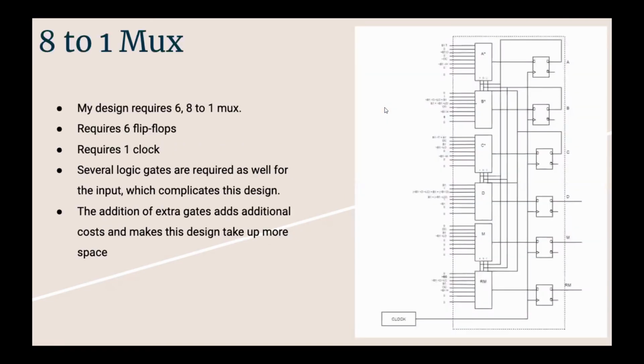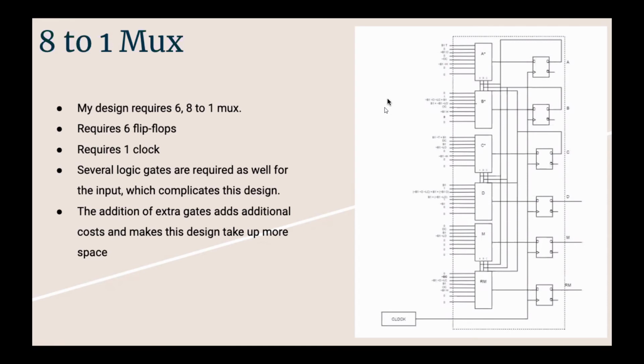So my next hardware is using an 8-to-1 MUX. My design requires 6 8-to-1 MUXes, which requires 6 flip-flops and 1 clock. Several logic gates are also required for the input, which complicates my design. Of course, when you're inputting into our MUXes, you're still going to need those inputs. And as you see here, although it might be a little hard to see, I'm still going to need several AND, OR, and NOT gates at my input here.